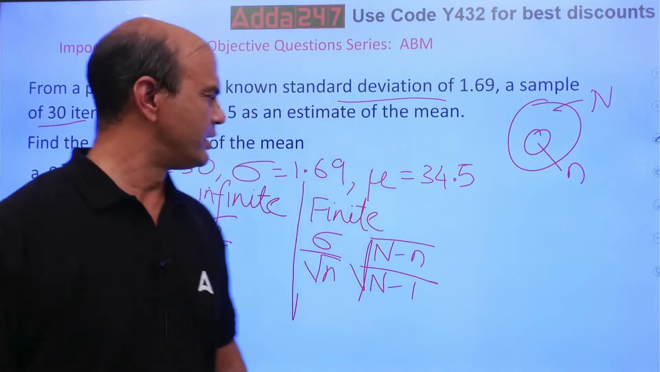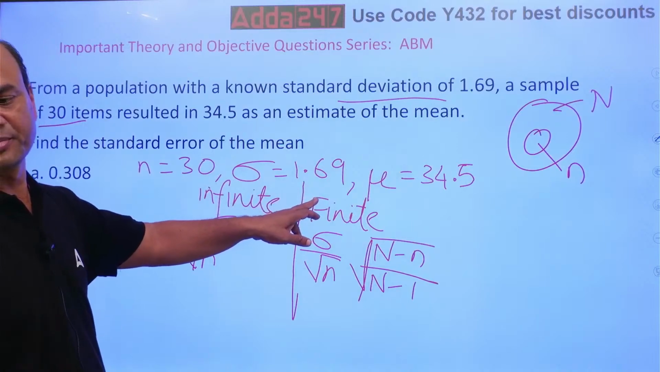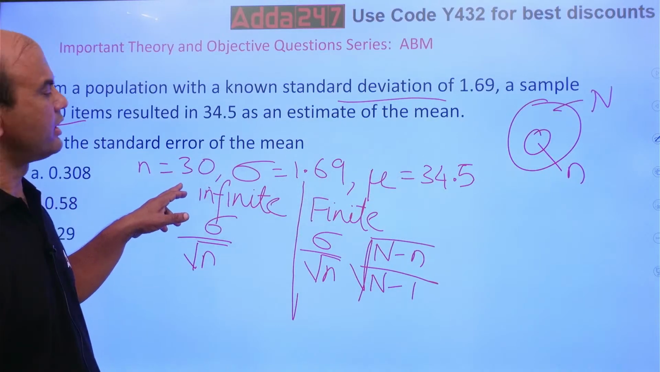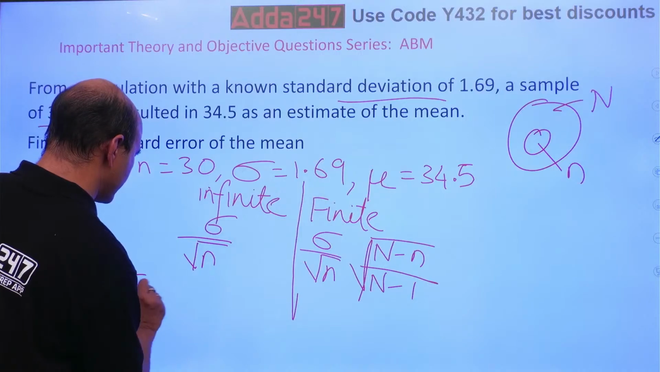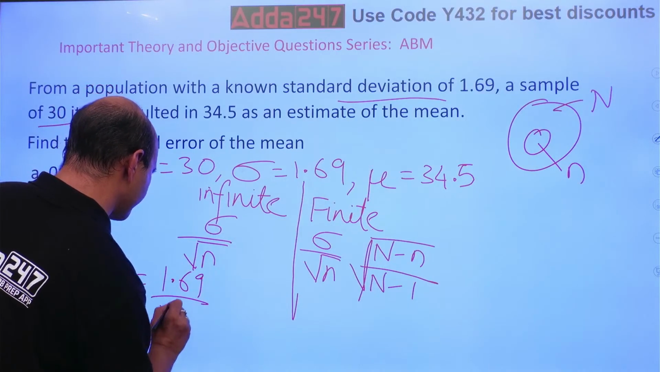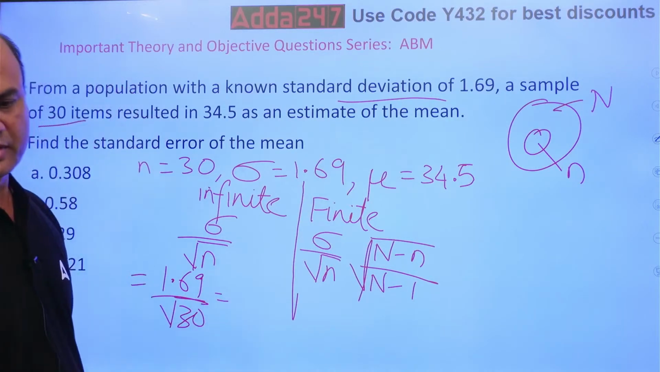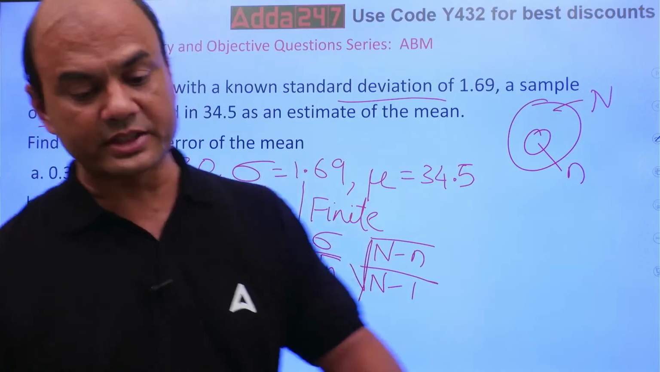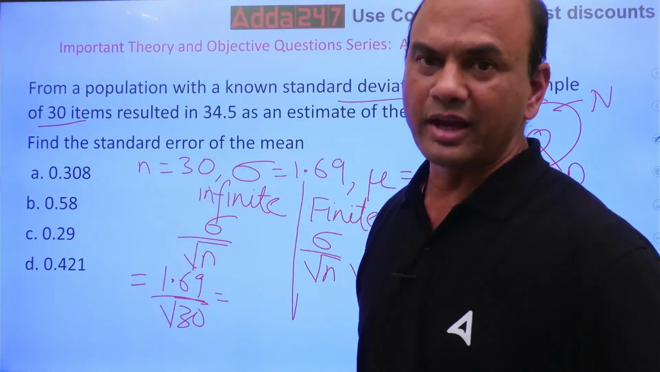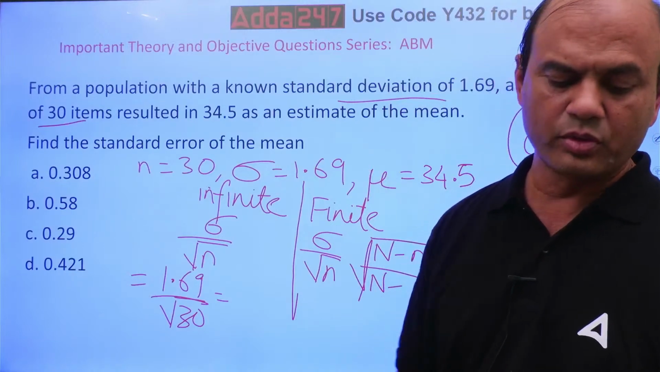What is there? So sigma, you know, standard deviation 1.69. Root of n, you know, 30. So find it. Everyone get the answer. 1.69 divided by square root of 30. Get the answer. Everyone. Let me also try. Let me see who gets it first, you or me.